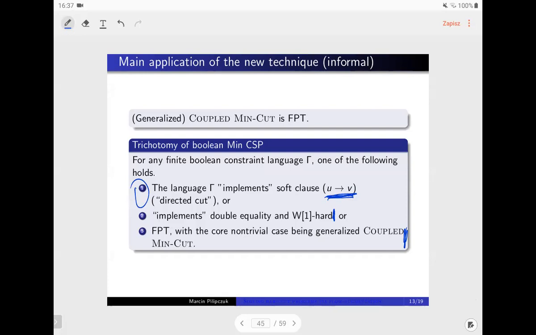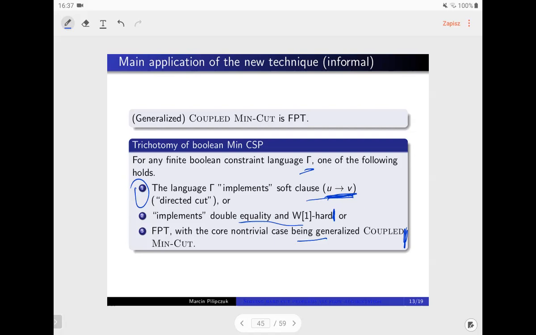So what this trichotomy really says is that for any language gamma, either it implements equality and is W1 hard by the simple reduction I showed you, or it is captured by known tractability results or the new tractability results for coupled mean cut or the general one, or it contains the directed cut problem. And in these directed cut problems there are a number of open FPT problems that we don't know how to touch, and we haven't started investigating them yet. So this theorem says the only remaining open cases are among directed graphs, or things that can be expressed as directed graphs; the undirected ones are already solved, at least in the CSP regime.